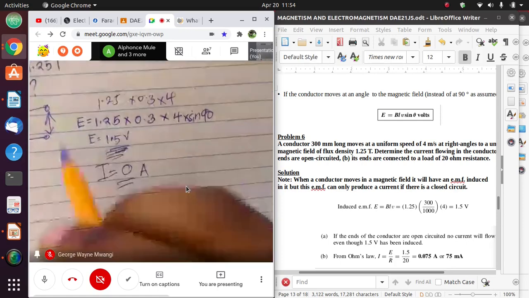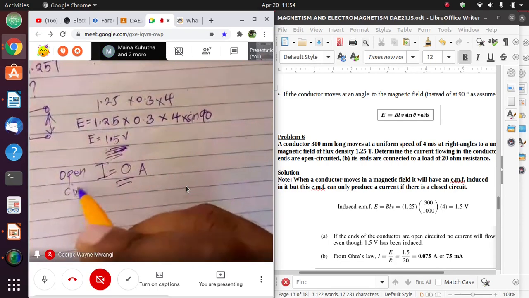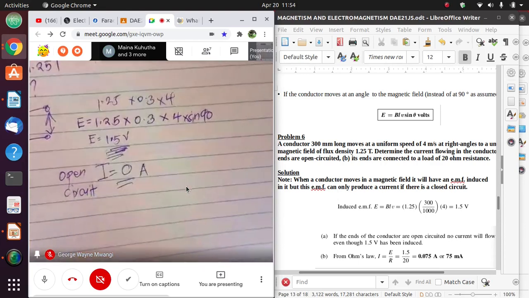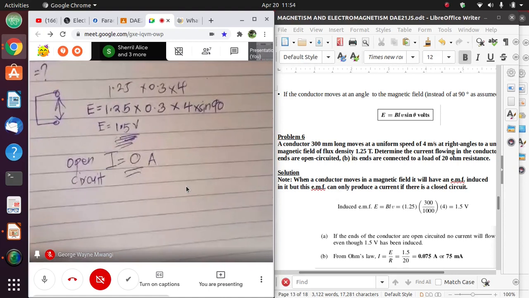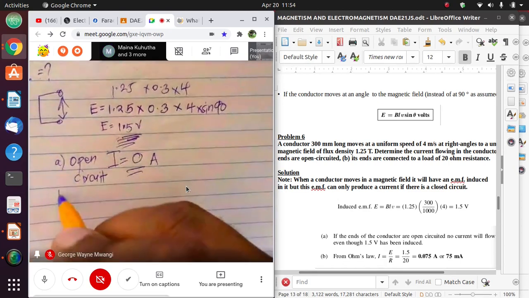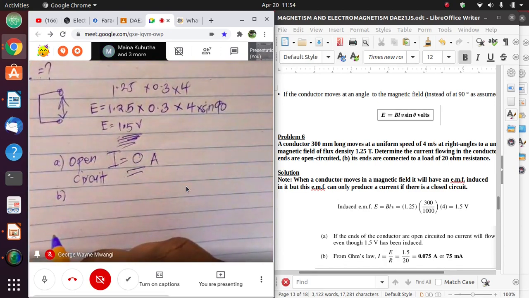In an open circuit, the current will be 0. In any electromagnetic circuit, if that circuit is closed, then current will be produced. If it is open, we'll have induced voltage, but we'll not have any current. Now, the second part of the question is, yes? Kuna swali? Is there a question?